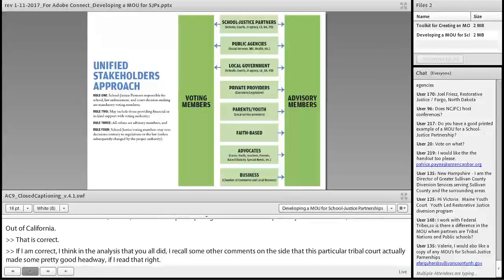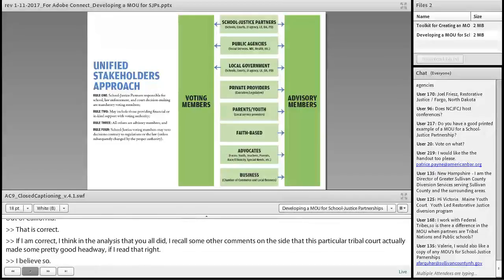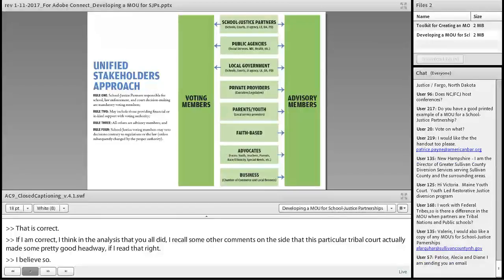So I'm glad to entertain any more specific questions regarding the differentiation between the public and tribal communities regarding this, especially. So Stan, when we get to this school justice agreement decision tree, pay particular attention and be ready to ask me any questions. Okay, and thanks for that question.